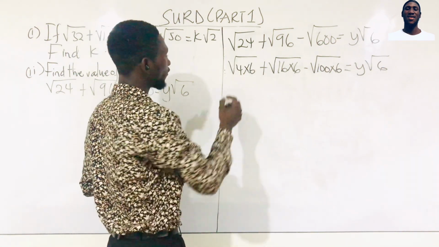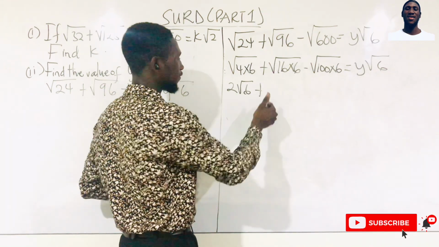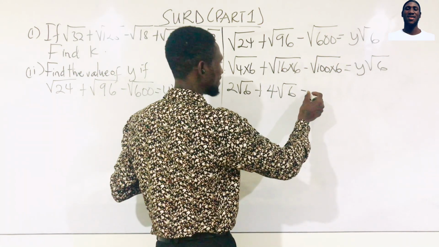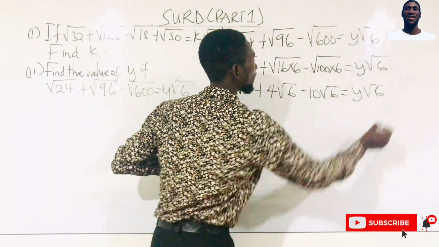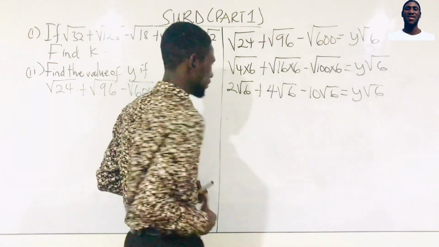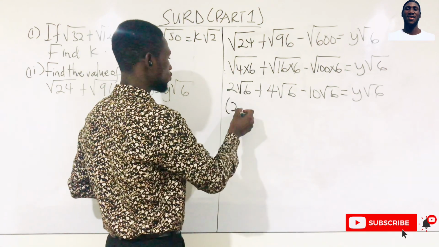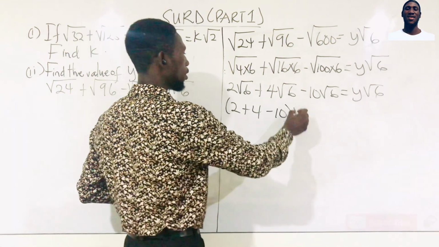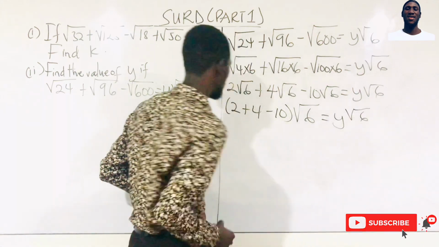Now, square root of 4 will be 2, so I have 2 root 6 plus square root of 16 will be 4, so 4 root 6 minus square root of 100 is 10, so 10 root 6. All should be equal to that. So root 6, root 6, root 6, just like how the question says. So all we have to do is to simplify what is outside. So 2 plus 4 minus 10, or root 6 equal to y root 6.